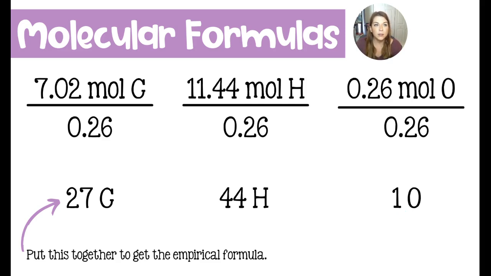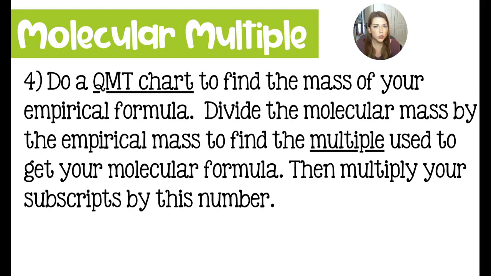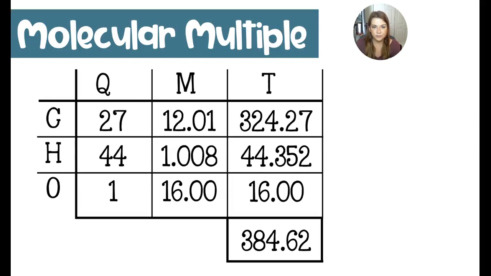So the next step is going to be going from the empirical to the molecular. So we're going to do a QMT chart of that empirical formula that we just found, and we are going to divide the molecular formula by the empirical formula to figure out which multiple was used to go from empirical to the molecular. When that happens, we're going to multiply all of our subscripts by that multiple so that we can get the molecular formula. So here is my filled in QMT chart. I have 27 carbons, 44 hydrogens, and 1 oxygen.